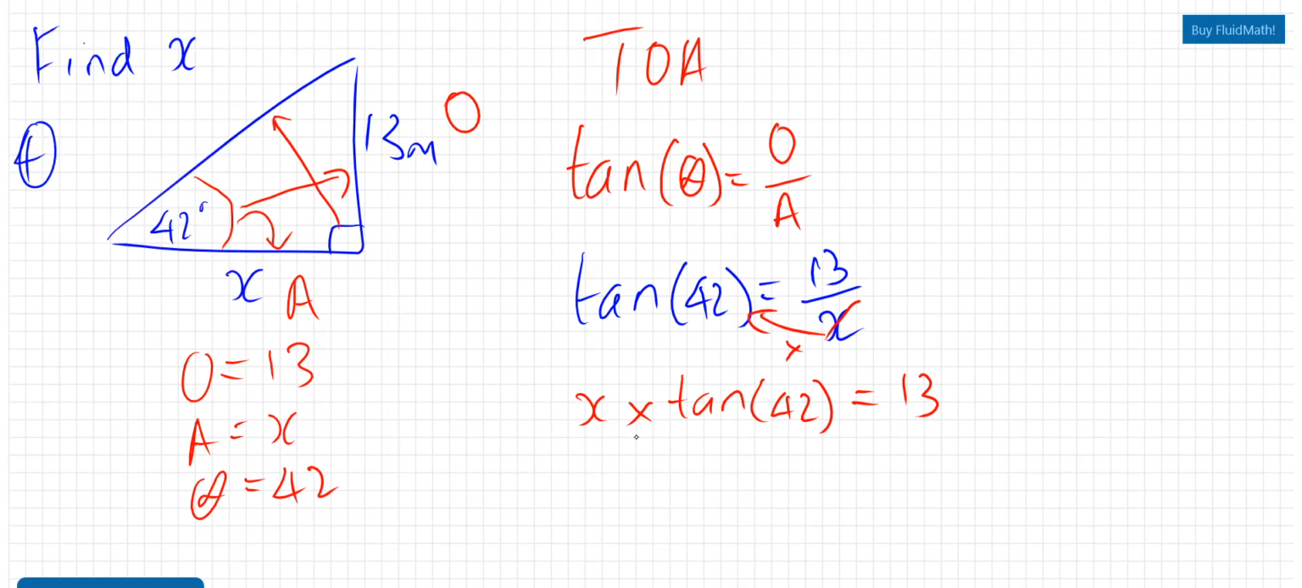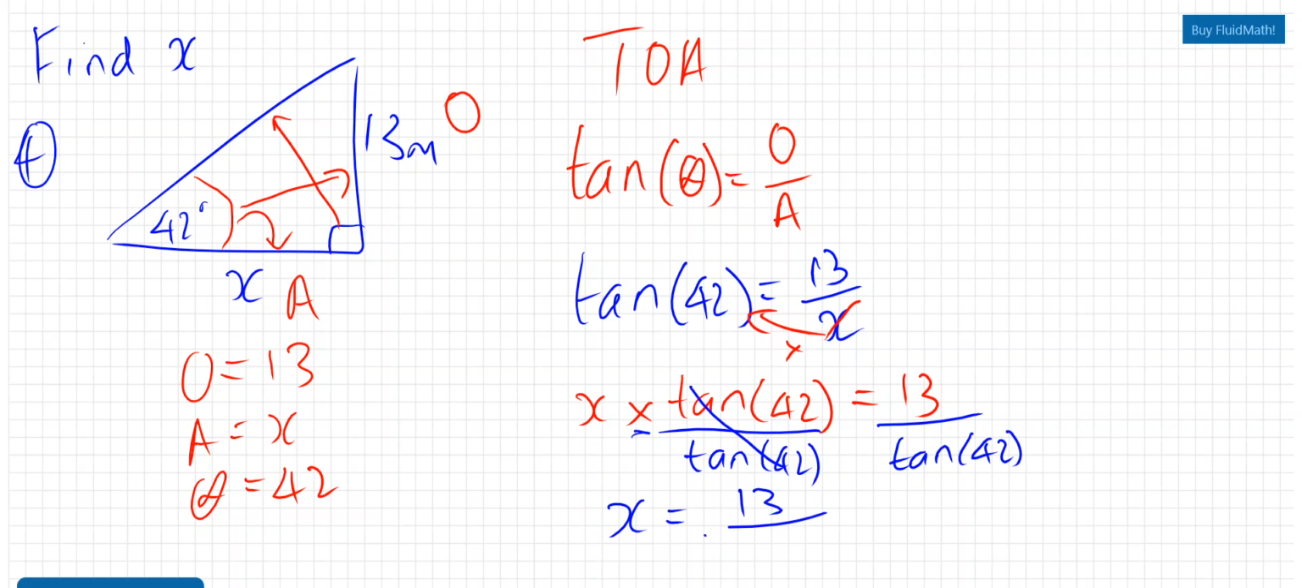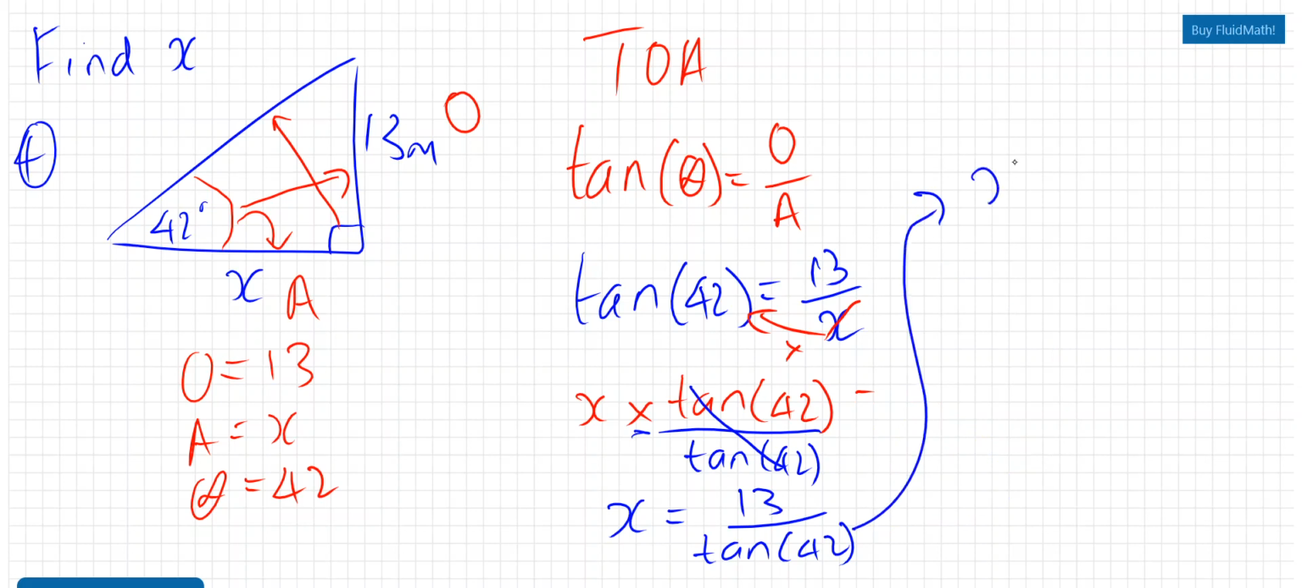Now, because I'm multiplying over here, I have to divide by tan 42. And don't forget, tan 42 is just a number. That cancels out. I must divide this side by tan 42. And I end up with X is equal to 13 divided by tan 42. Now you just enter this into your calculator. I want you to round it off to 1 decimal place.